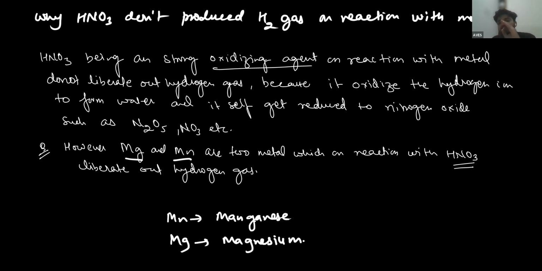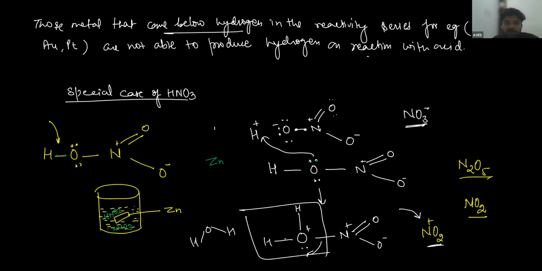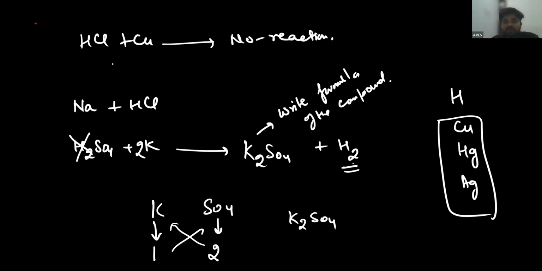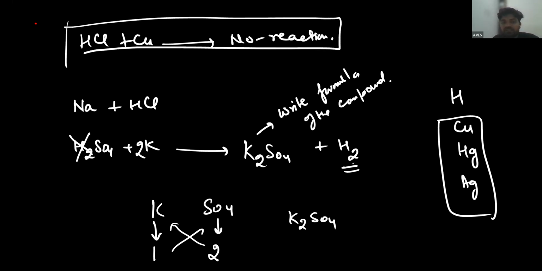So what we studied is that there can be many questions arising from this topic, the first being the chemical properties of metals. This type of question can come: complete the reaction. HCl when reacting with copper. If you know that copper is less reactive than hydrogen, you can write here no reaction. A 1 mark question can arise from this.